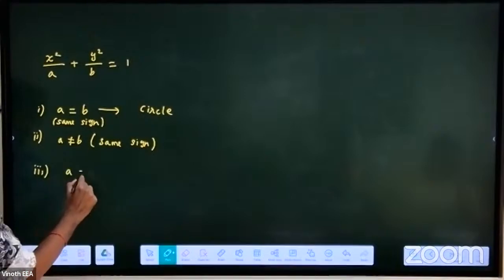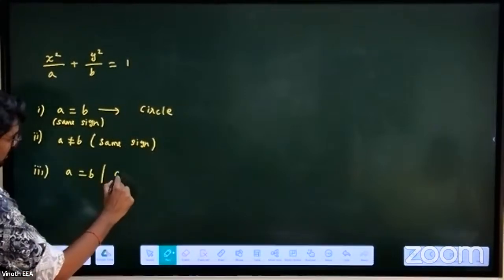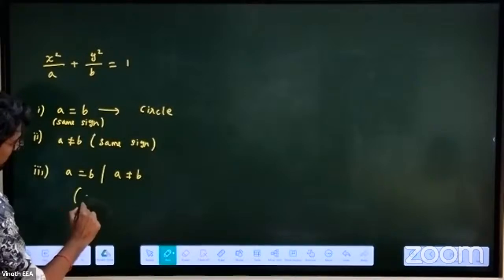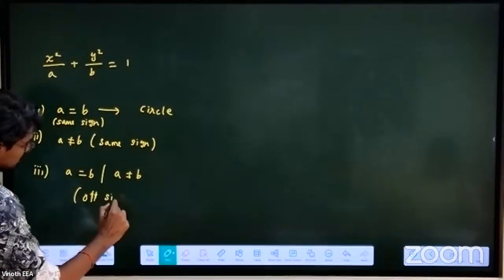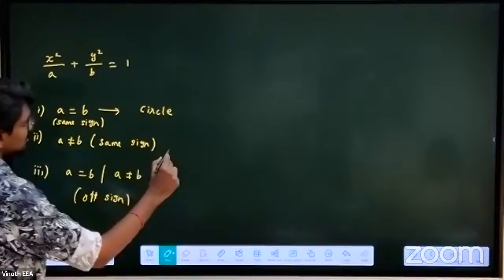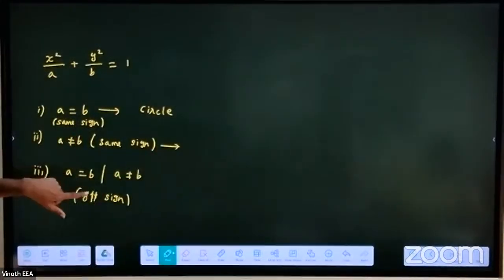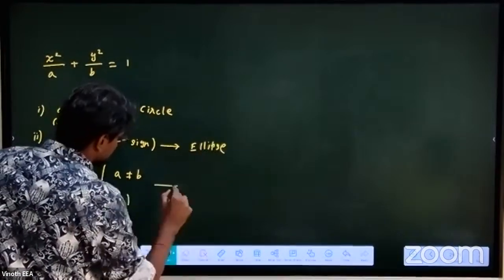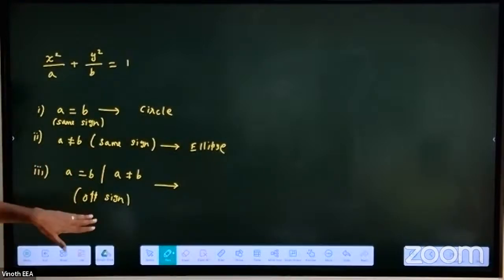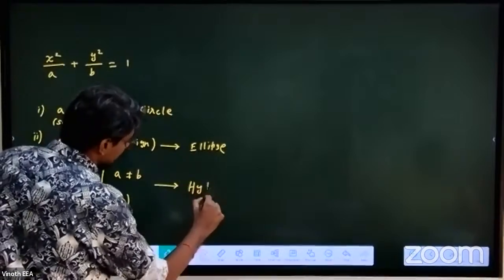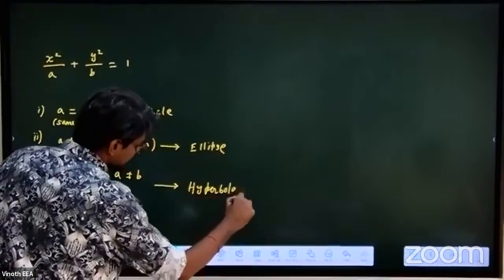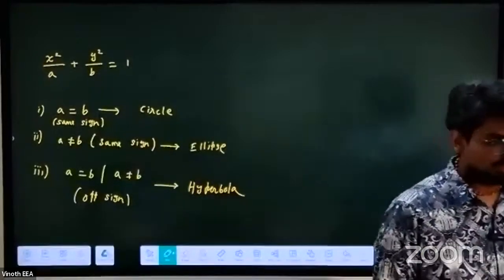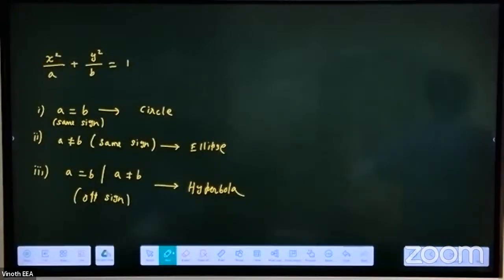If a is equal to b or a is not equal to b, provided they are of opposite sign, what is this equation? Second one, a and b are not equal, same sign: ellipse. It's an ellipse. A is equal to b, or a is not equal to b, but of opposite sign, one positive and one negative: it is hyperbola. If you don't know, you can copy. Say it based on this.